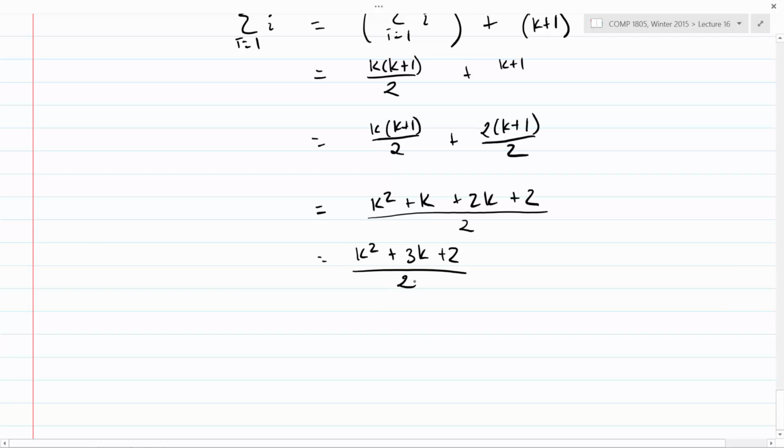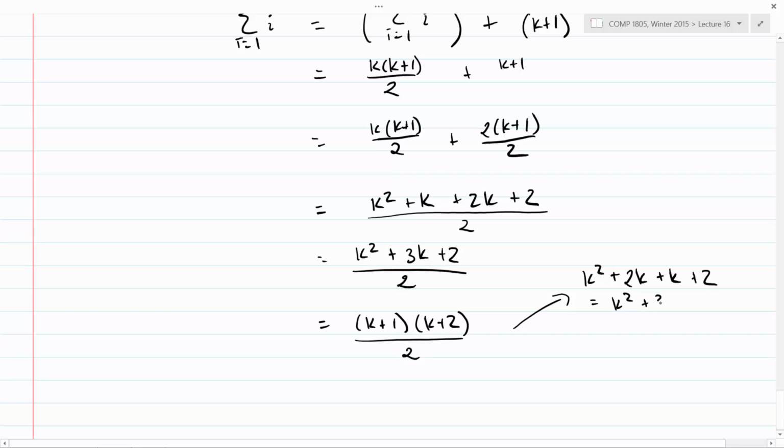What's that the same as? Yeah, that's the hope. If you don't remember how to factor, that's okay. We know that this is what we're going for, that's what we want the answer to be. So just work backwards. (k plus 1) times (k plus 2) over 2 is k squared plus 2k plus k plus 2, and that's the same as k squared plus 3k plus 2. So if you're not a factoring expert, don't worry. Just hope that it's the answer and work backwards. And if it isn't, then you've probably made a mistake somewhere. Okay? Does that make sense?